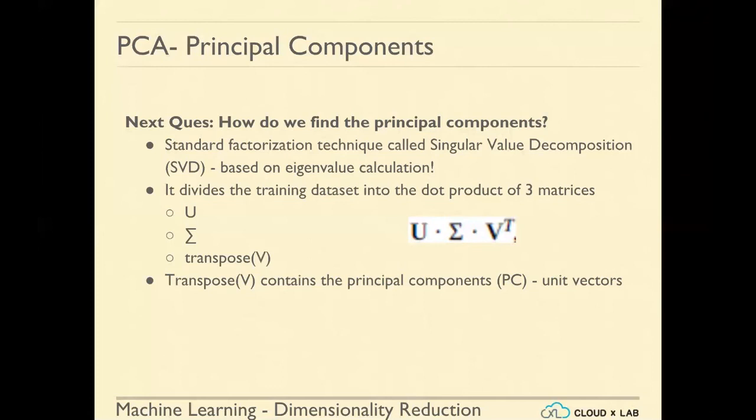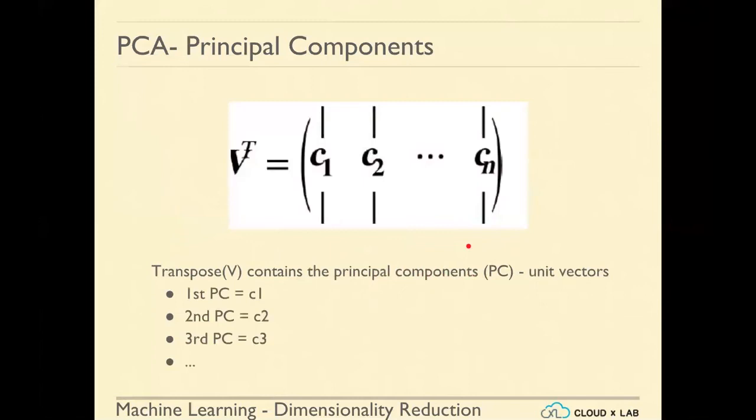The transpose of V contains the principal components. So this singular value decomposition breaks down our data set into the dot product of three things: U, sigma, and V transpose. VT contains the principal components, the unit vectors, and so on. So this is how it looks. This will be my principal component 1, second, and third, and so on. So VT will be a matrix where each column represents a principal component.